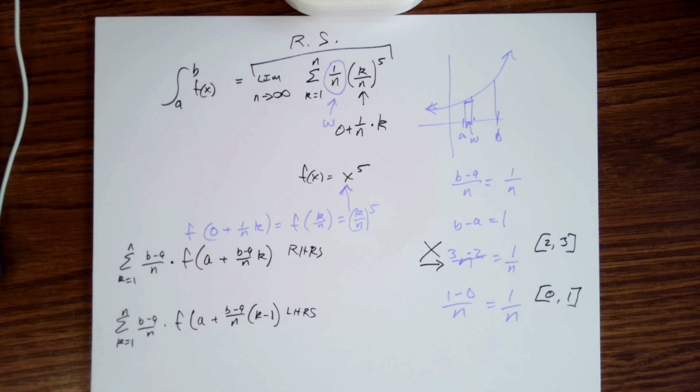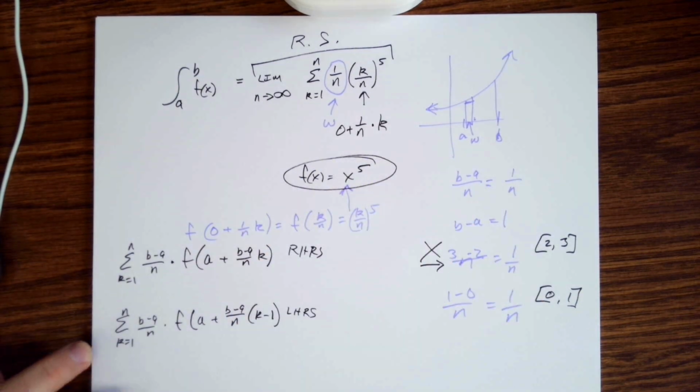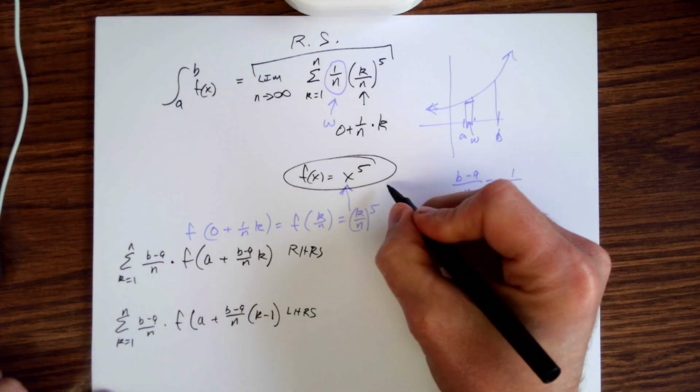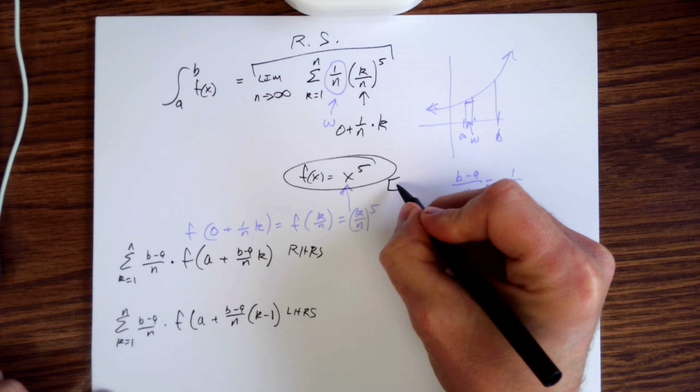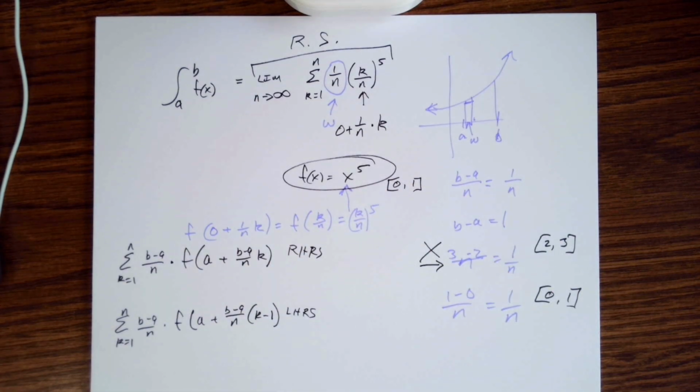So there we go. Now we figured out that the function is x to the 5th, and it's being evaluated from 0 to 1. That's the interval that we are looking at.